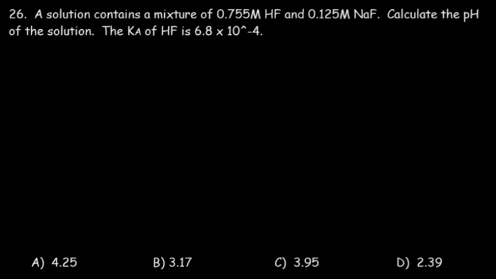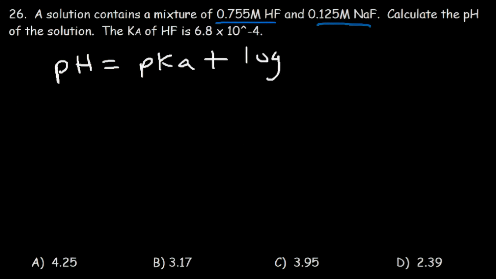26. A solution contains a mixture of 0.755 molar HF and 0.125 molar sodium fluoride. Calculate the pH of the solution. The Ka of hydrofluoric acid is 6.8 times 10 to the minus 4. So notice that we have the weak acid and its conjugate weak base. Together, they create a buffer solution. And to find the pH of a buffer solution, you can use the Henderson-Hasselbalch equation, which is pH is equal to pKa plus log base divided by acid.